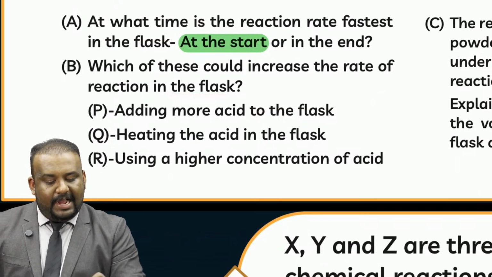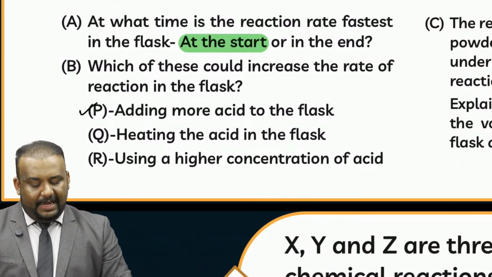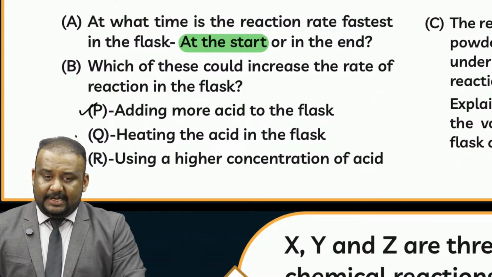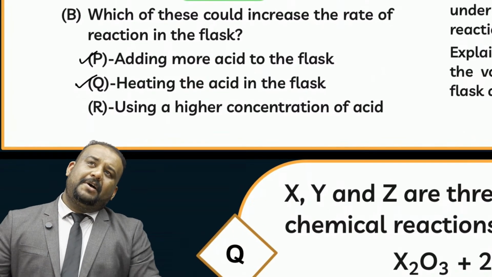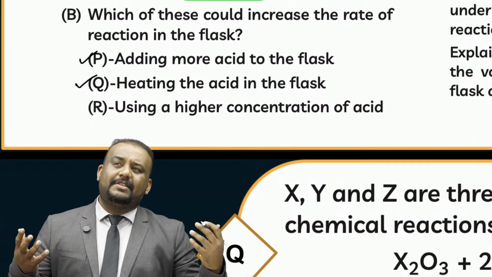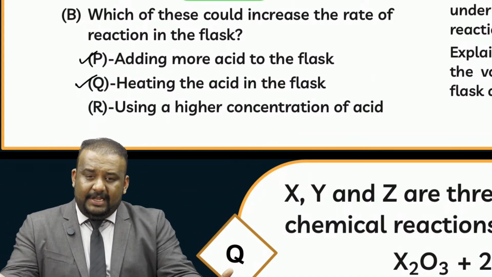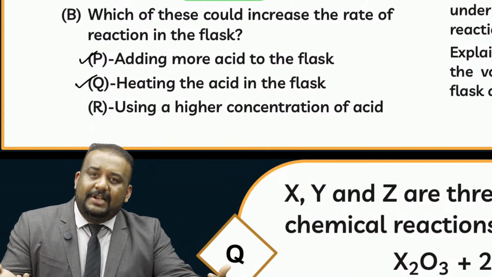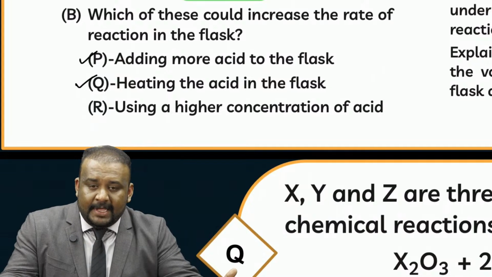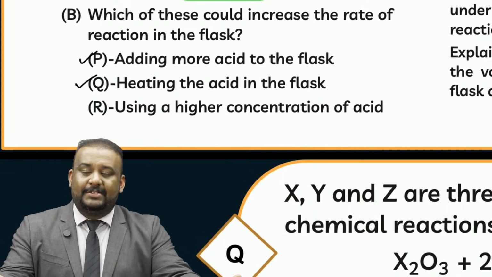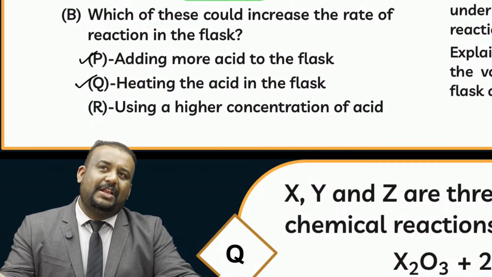See, adding more acid to the flask. If you increase the acid concentration, definitely the rate of the reaction will increase. Heating the acid in the flask, definitely. Temperature plays a very important role. There is a theory related to the temperature dependency of reaction speed. It is said that if you increase the temperature by 10 degrees Celsius, the rate of the reaction will almost double. This is actually again a concept in 12th grade. It's called the Arrhenius equation. So at that time you will learn in detail, but in short, I'll tell you something.